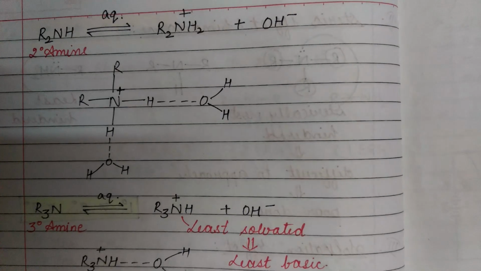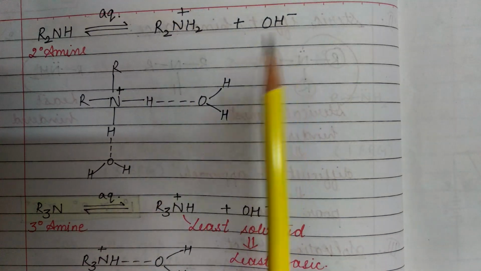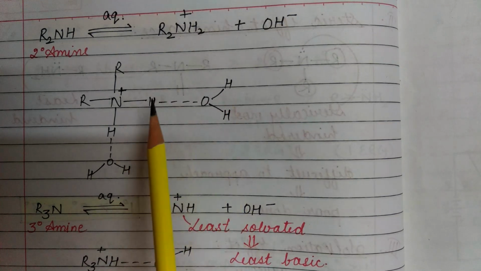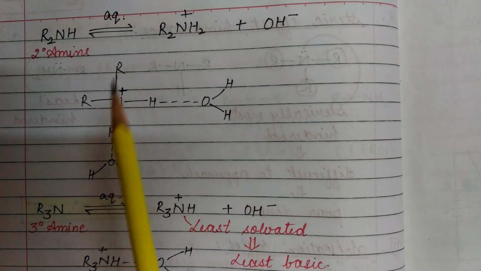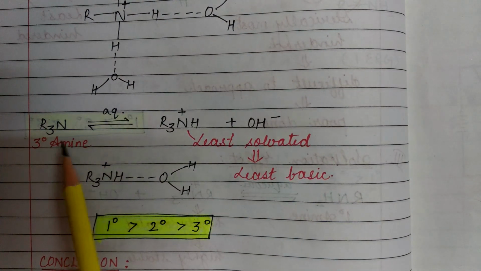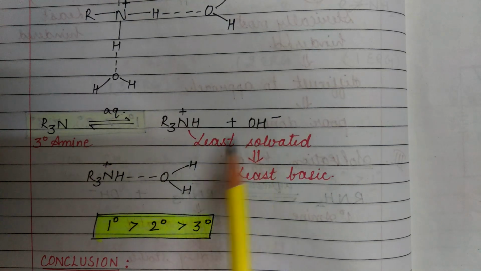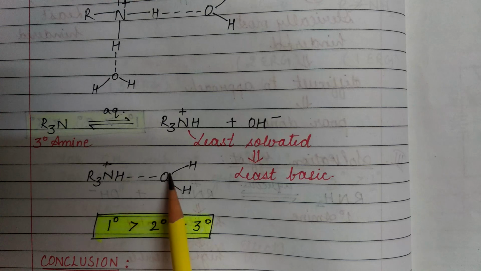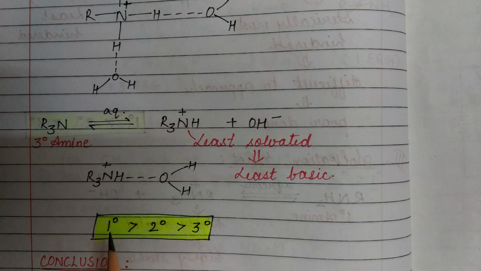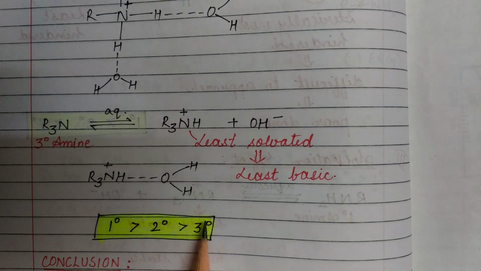In case of 2 degree amines, in aqueous medium they form R2NH2 positive plus OH negative. This is the solvation shown here, which is lesser than 1 degree amine because only 2 hydrogens are there and 2 alkyl groups are there. Now in 3 degree amine, in aqueous medium they form R3NH positive plus OH negative. Only 1 hydrogen, so it is the least solvated, so least basic. So the order is 1 degree more than 2 degree more than 3 degree, because 3 degree is least solvated.